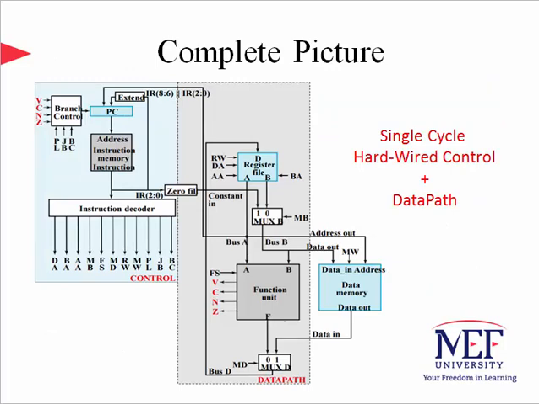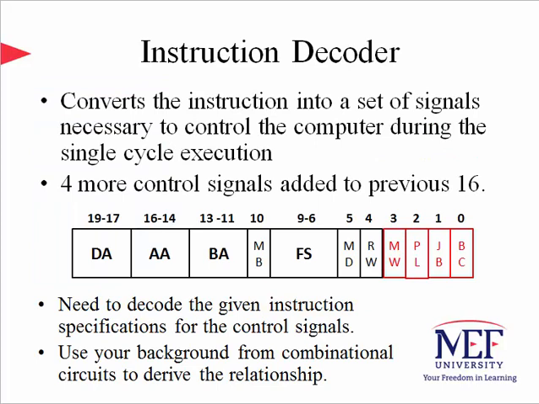Here is the complete picture of our single cycle hardwired control plus the data path. As you can notice, the bus A and bus B can be used as address out and data out for load and store instructions. Instruction decoder is the next item in the control unit, which converts the instructions into a set of signals necessary to control the computer during the single cycle execution.